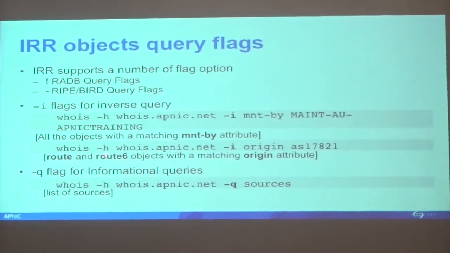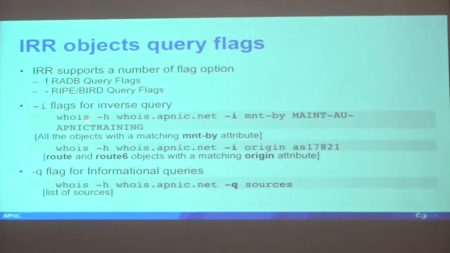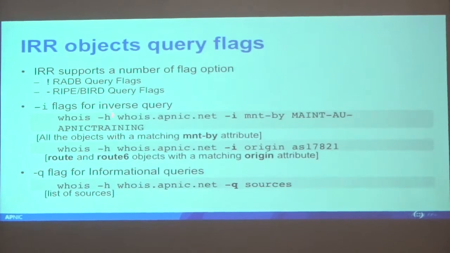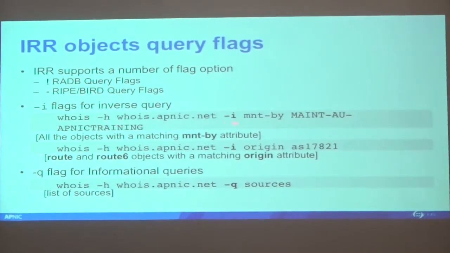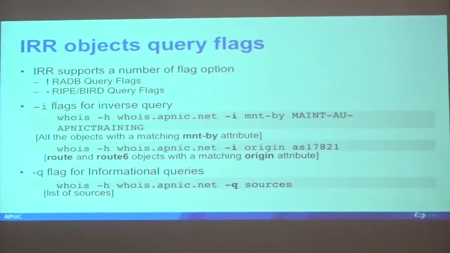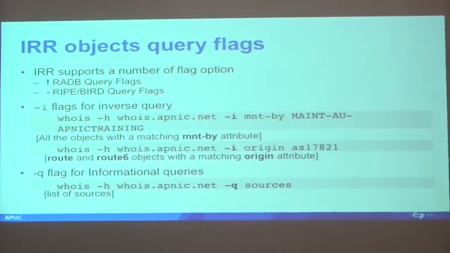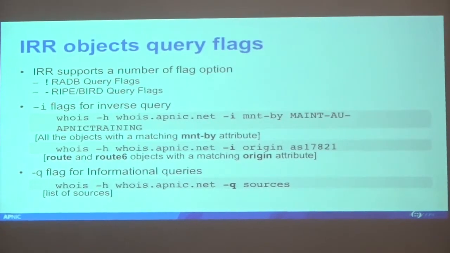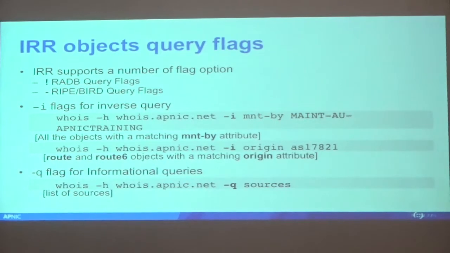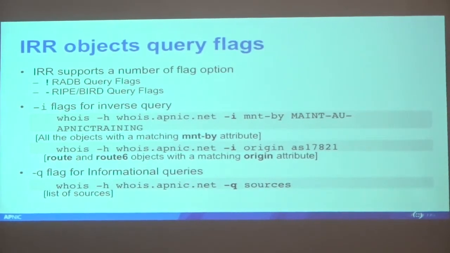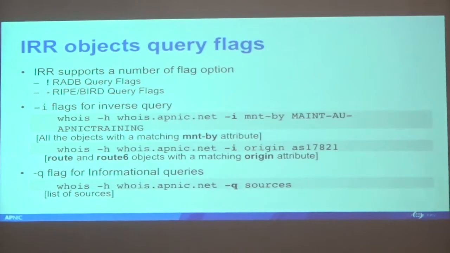Some of the objects that you can query, basically everything. And these are some of the flags that you can use. Whois -h just refers to which whois database you want to check. Do you want to check the whois of, let's say, APNIC, or RIPE, or BGPMon, or any others? You're specifying the host. -i is inverse. This is useful if I want to see all of the objects that are maintained by this maintainer, MAINT-AU-APNIC-TRAINING. Then you can use the -i.